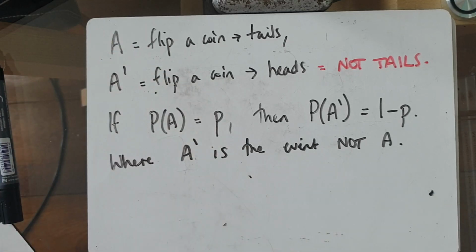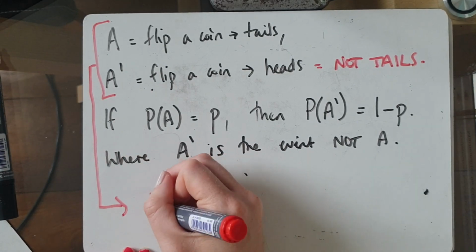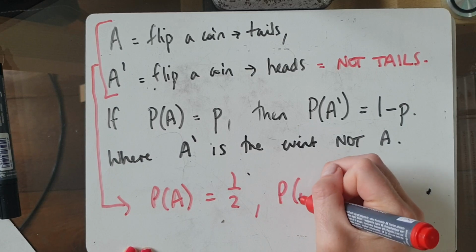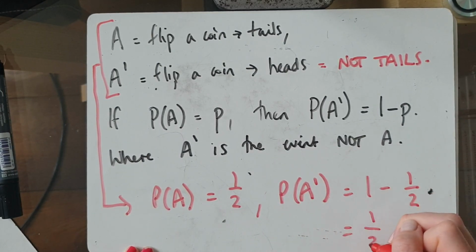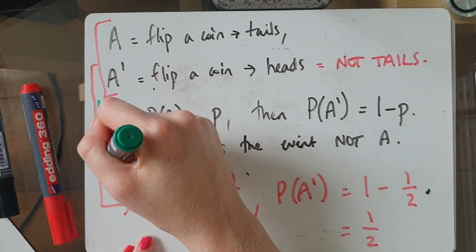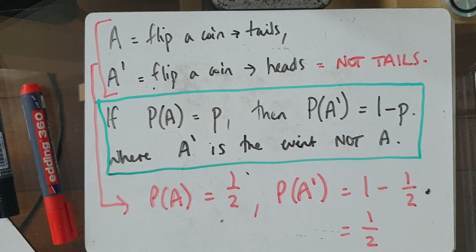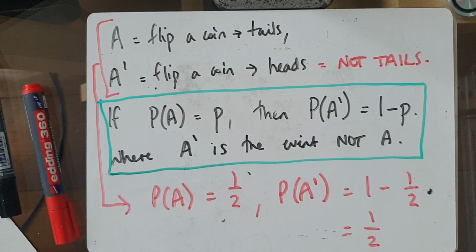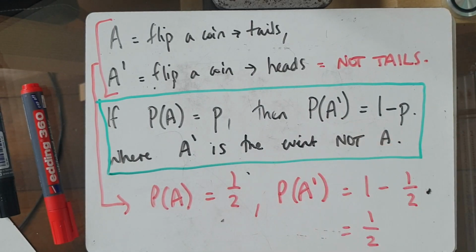So in this example, the probability of A is a half. The probability of not A is 1 minus a half, which is also a half. So the bit in the green box is a key point, which I would like you to write down, please. And then you can write down this example all as one to remind you what A dash means.